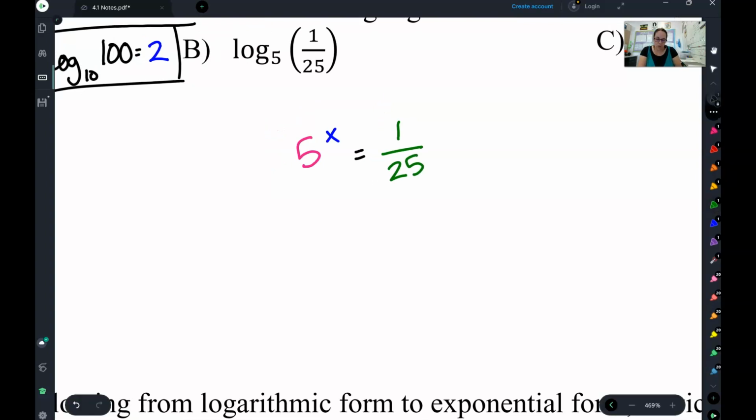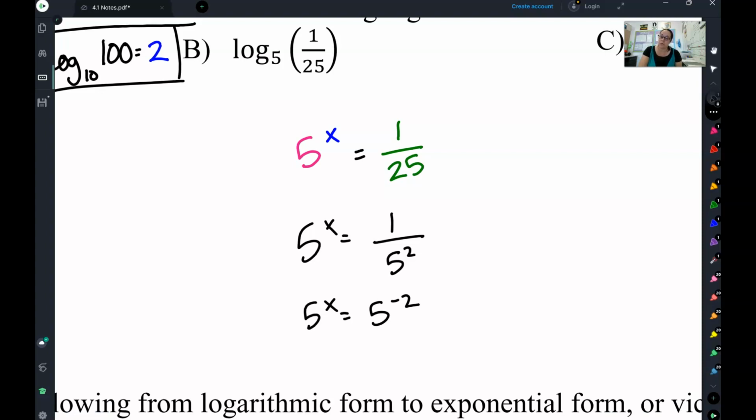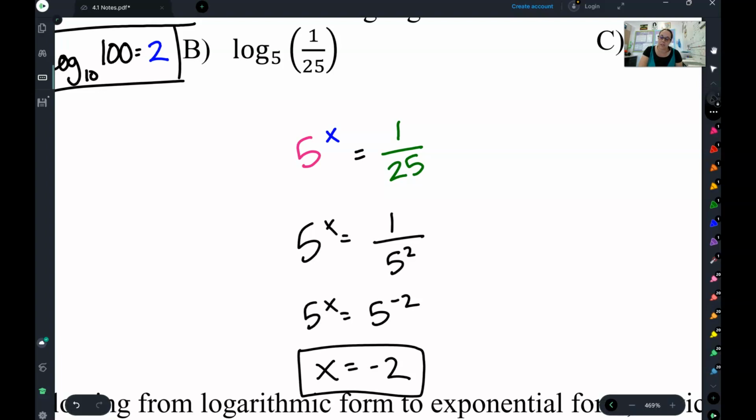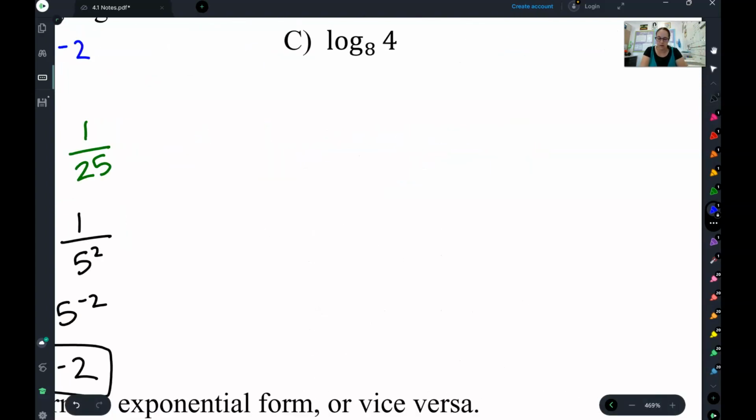So let's start by saying that I know that 25 is 5 squared. And that seems to be getting us a little closer. And I know that I can bring this exponent up for my exponential rules, and when I bring it up, it just changes the sign on the exponent. So now, using my one-to-one property, it's really easy to see that x should be -2. So 5 to the -2 equals 1/25. That's how we can start to think of logarithms.